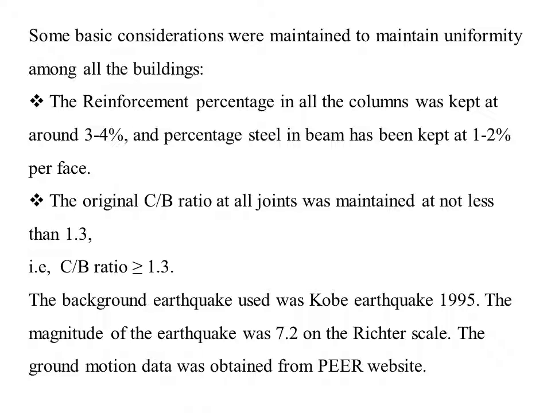Basically, there were 2 considerations. The first was that the reinforcement percentage in all the columns was kept at around 3 to 4%, and the reinforcement percentage in beams was kept at around 1 to 2% per face. The second consideration was that the original CB ratio of all the joints was maintained at around 1.3 or more. That is, the CB ratio should be a minimum of 1.3 and more than that. The background earthquake that was used for the study was the Kobe earthquake 1995. The magnitude of the earthquake was 7.2 on the Richter scale.